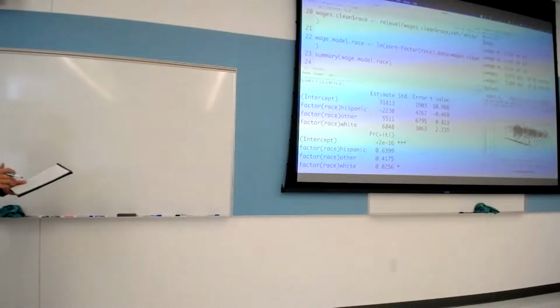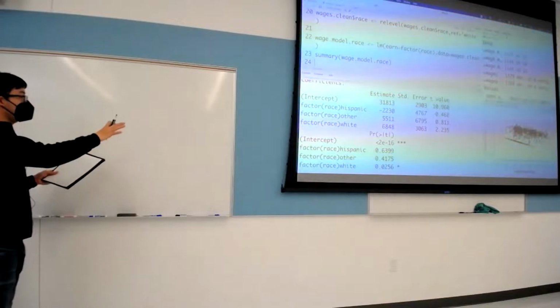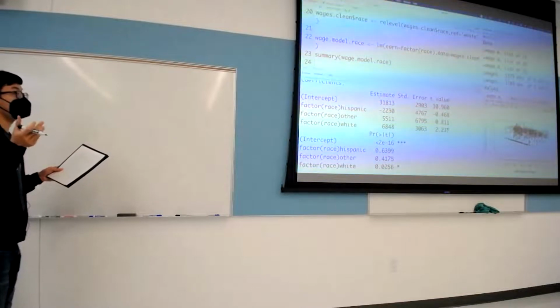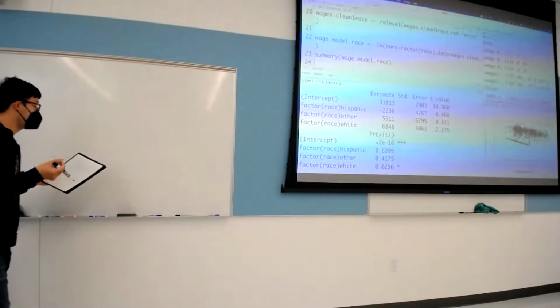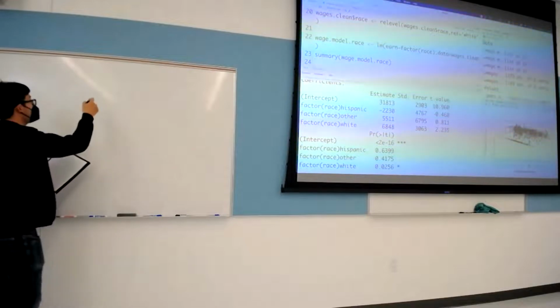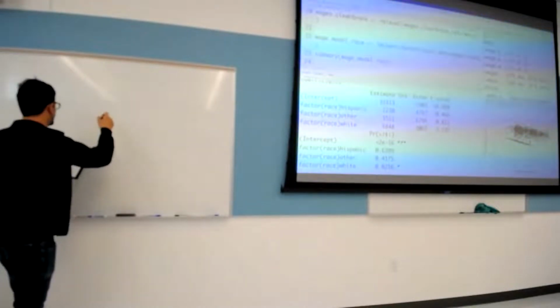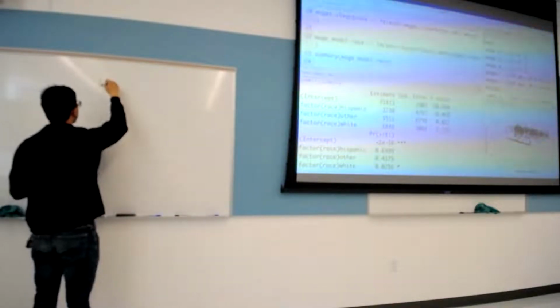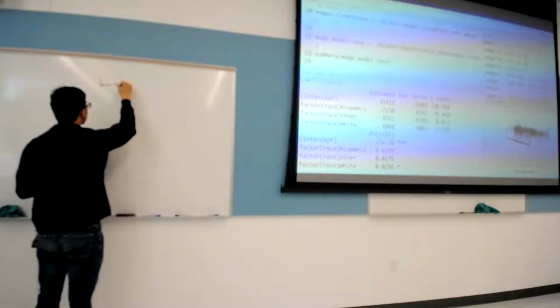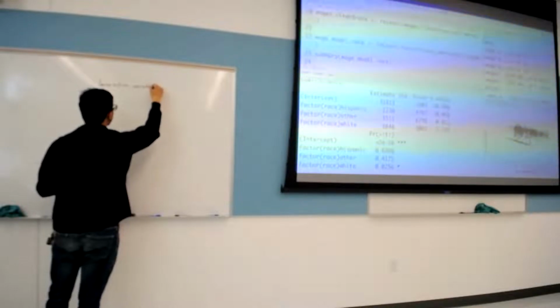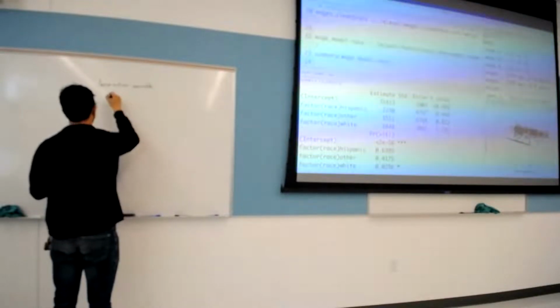The last set of things that I'll talk about related to this is a third type of variable known as an interaction variable.